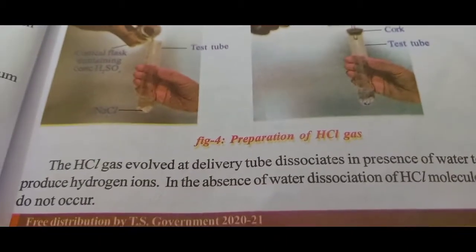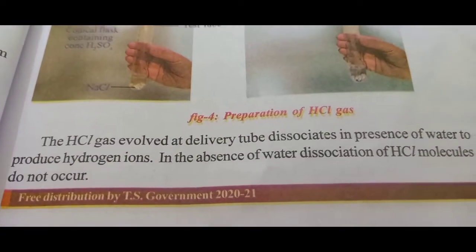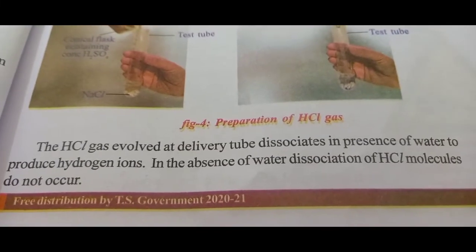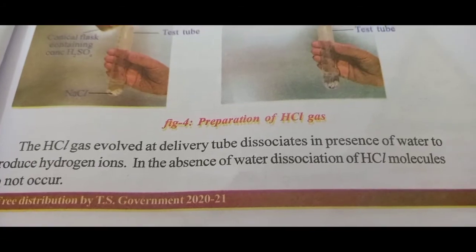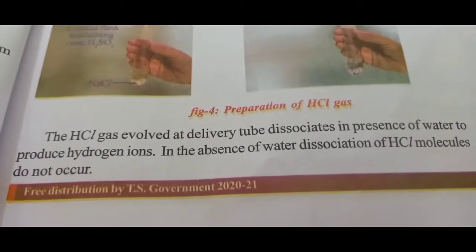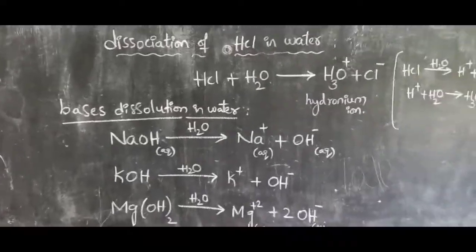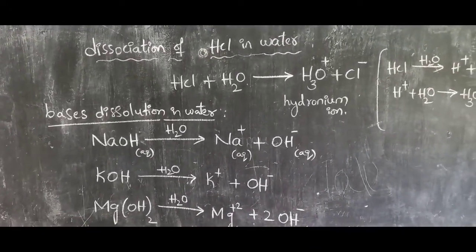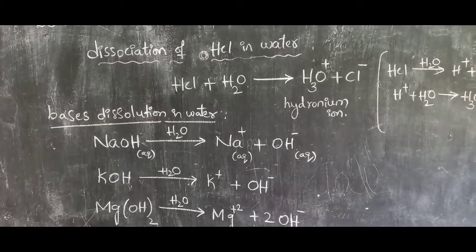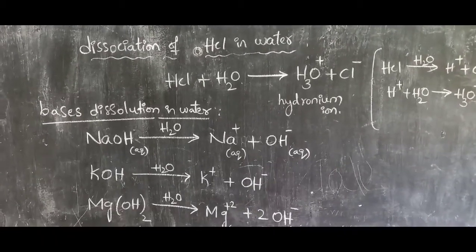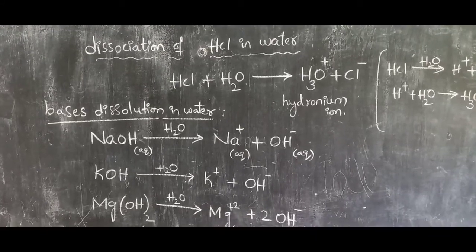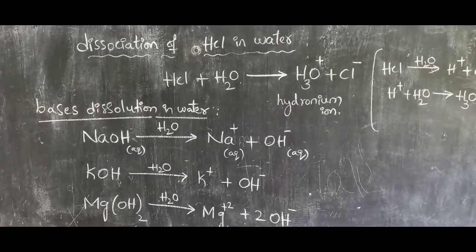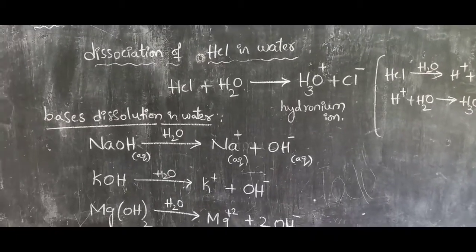Preparation of HCl gas. The HCl gas evolved at the delivery tube dissociates in the presence of water to produce hydrogen ions. In the absence of water, dissociation of HCl molecules does not occur. Dissociation of HCl in water. What I said, the dissociation of HCl takes place only in the presence of water. If there is no water, the dissociation of HCl does not occur. Now, you see what happens when HCl dissociates in the presence of water.